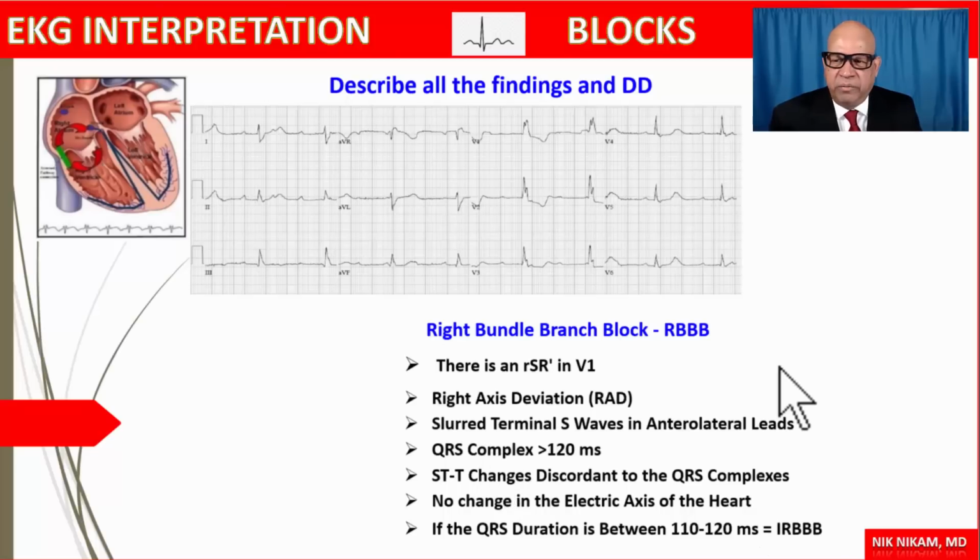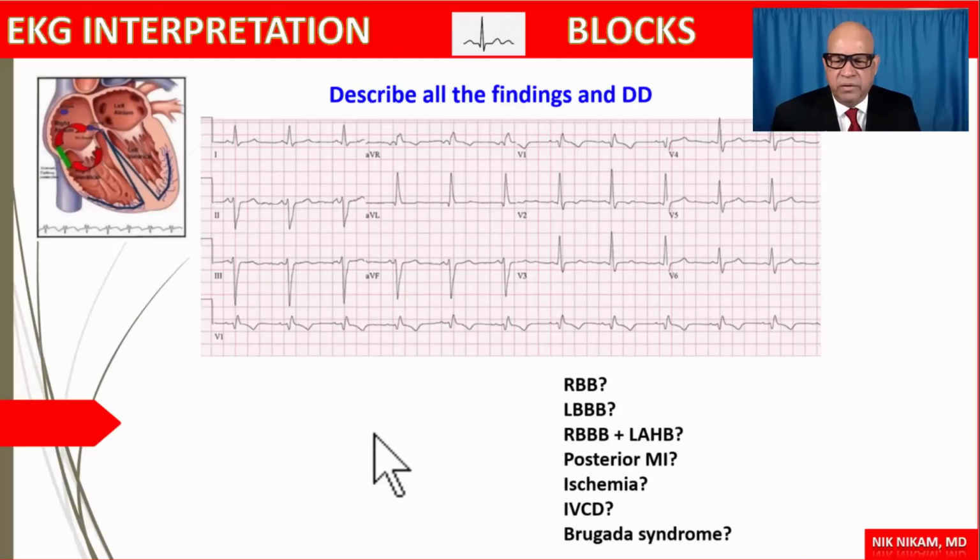Let's move on to the next tracing. Okay, what do we see here? Here we have a sinus rhythm. Again, left axis deviation, left anterior hemiblock, right bundle branch block, and non-specific STT changes. It looks like this. We already saw this tracing. Somebody is trying to trick us to see if we remember what we just talked about. Okay, let's move on to the next one.